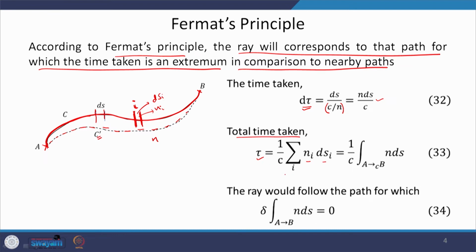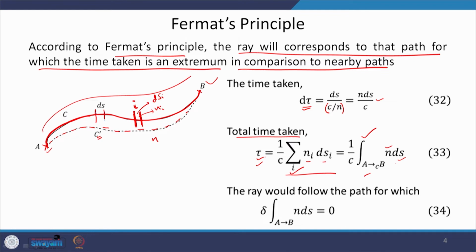Now, to calculate the total time, we will have to sum over all these i elements. Therefore, we are summing over n_i ds_i, and i runs over the total number of elements. If the number of elements is very huge, then we can replace this summation with an integration, where this integration runs from point A to point B along this curve C. This ds_i would then be replaced by ds, n_i would be replaced by n, and the summation is replaced by integration. This is how we can calculate the total time which a light ray takes in covering the whole distance from A to B along the curve C.